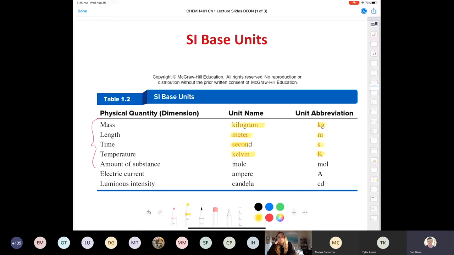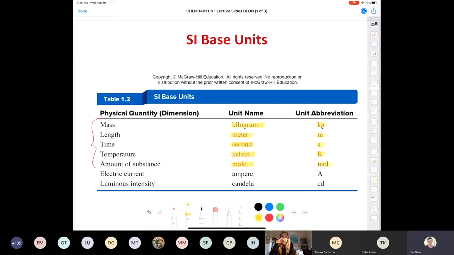Now, I'm sure that many people here have been introduced to the mole in high school or maybe in an introductory chemistry class. But if you haven't, no fear. We will be talking about the mole in gross detail later on. And you can see that we can use these units that are shown here. Now, the reason I'm not going into detail about amperes and candelas is because we don't really use them a whole lot in this class, if at all.